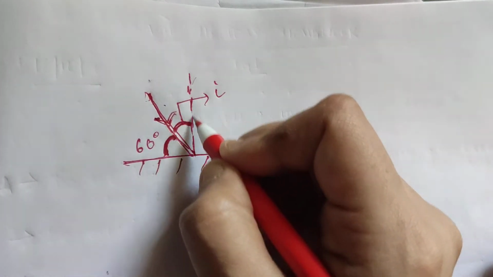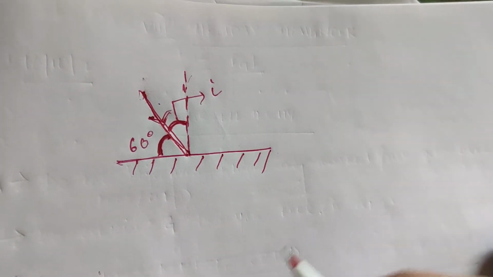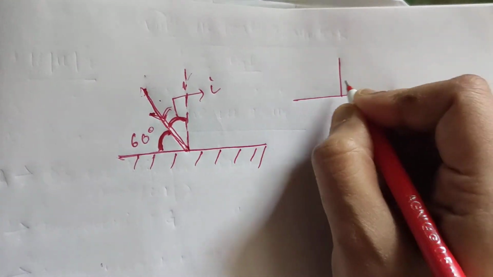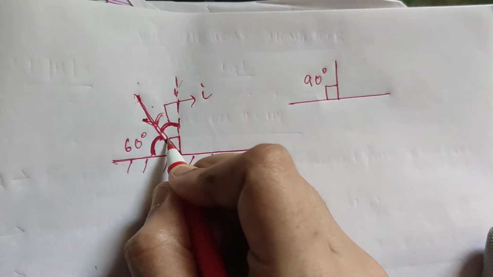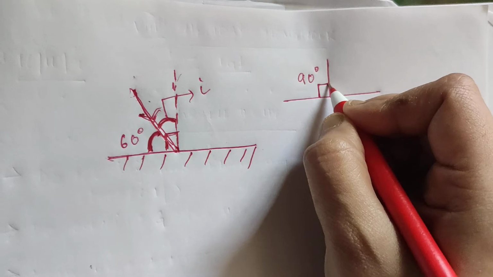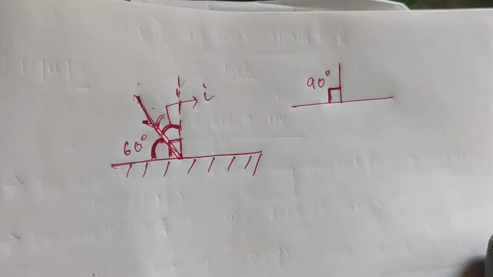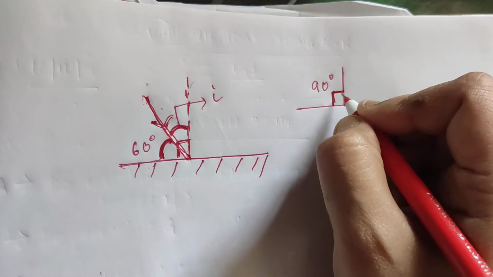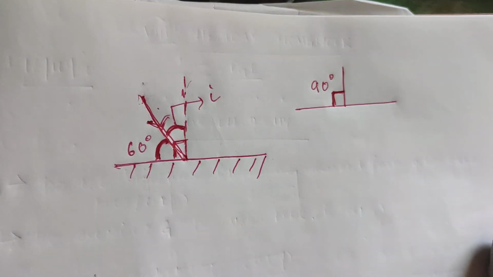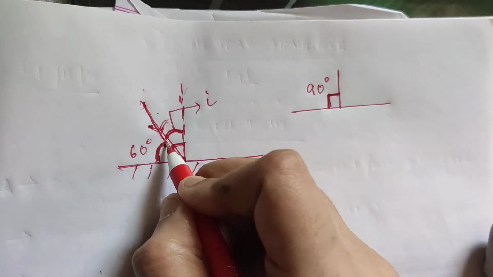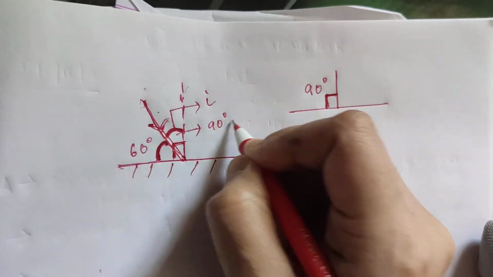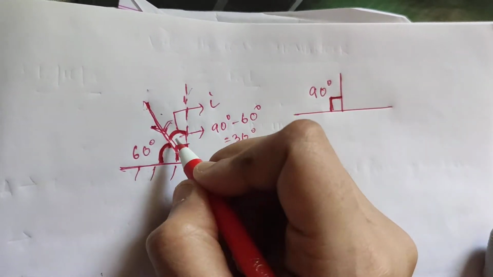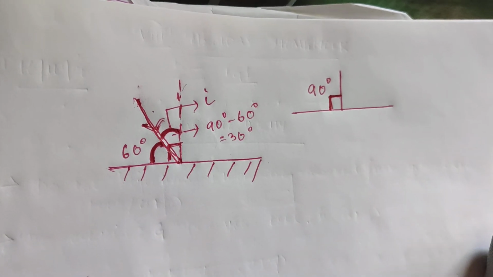Normal means the imaginary line drawn perpendicular to the reflecting surface. A line perpendicular to another line means the angle is 90 degree, isn't it? That means the total angle is 90 degree. How do we denote a right angle, 90 degree? Like this. We denote a right angle or 90 degree like this. So this angle is 90 degree. Now if this angle is 60, how much is this? This is 90 degree minus 60 degree, that is 30 degree. So my angle of incidence is 30 degree.